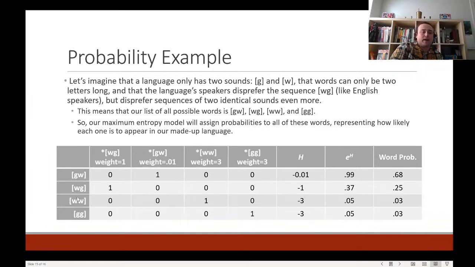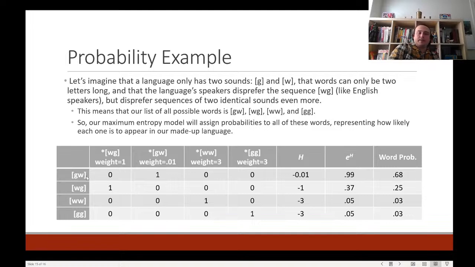So we've got all of our possible words here in our first column, and we've got 4 constraints here in our first row. Our star WG constraint is going to have a weight of 1. We've got a star GW constraint, and it's going to have a really low weight, 0.01. It's hardly even there. Then we've got our star WW. It's got a weight of 3. And our star GG, which has a weight of 3 as well. So these constraints are the most important. This constraint is somewhat important, and this constraint isn't important at all, really, to the speakers' judgments.